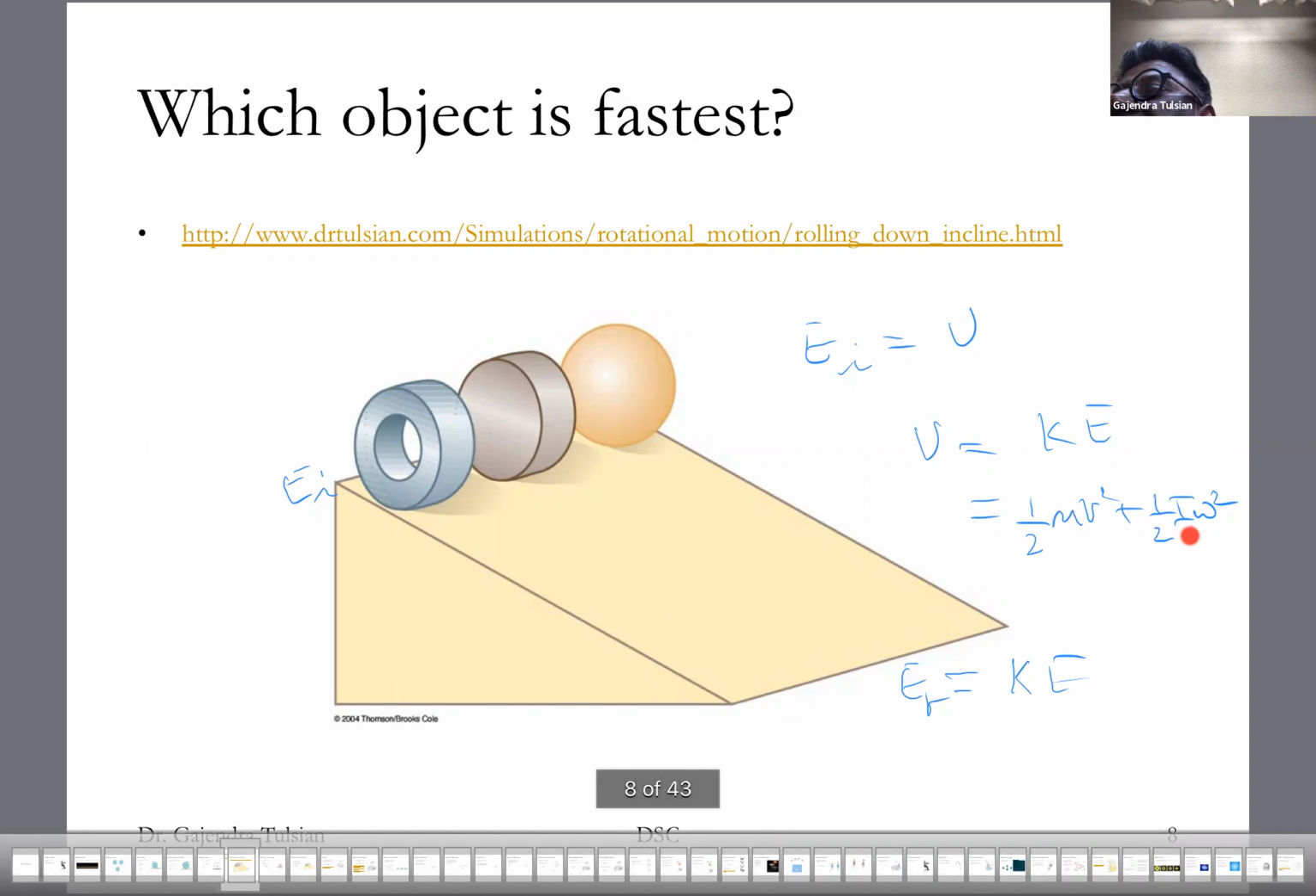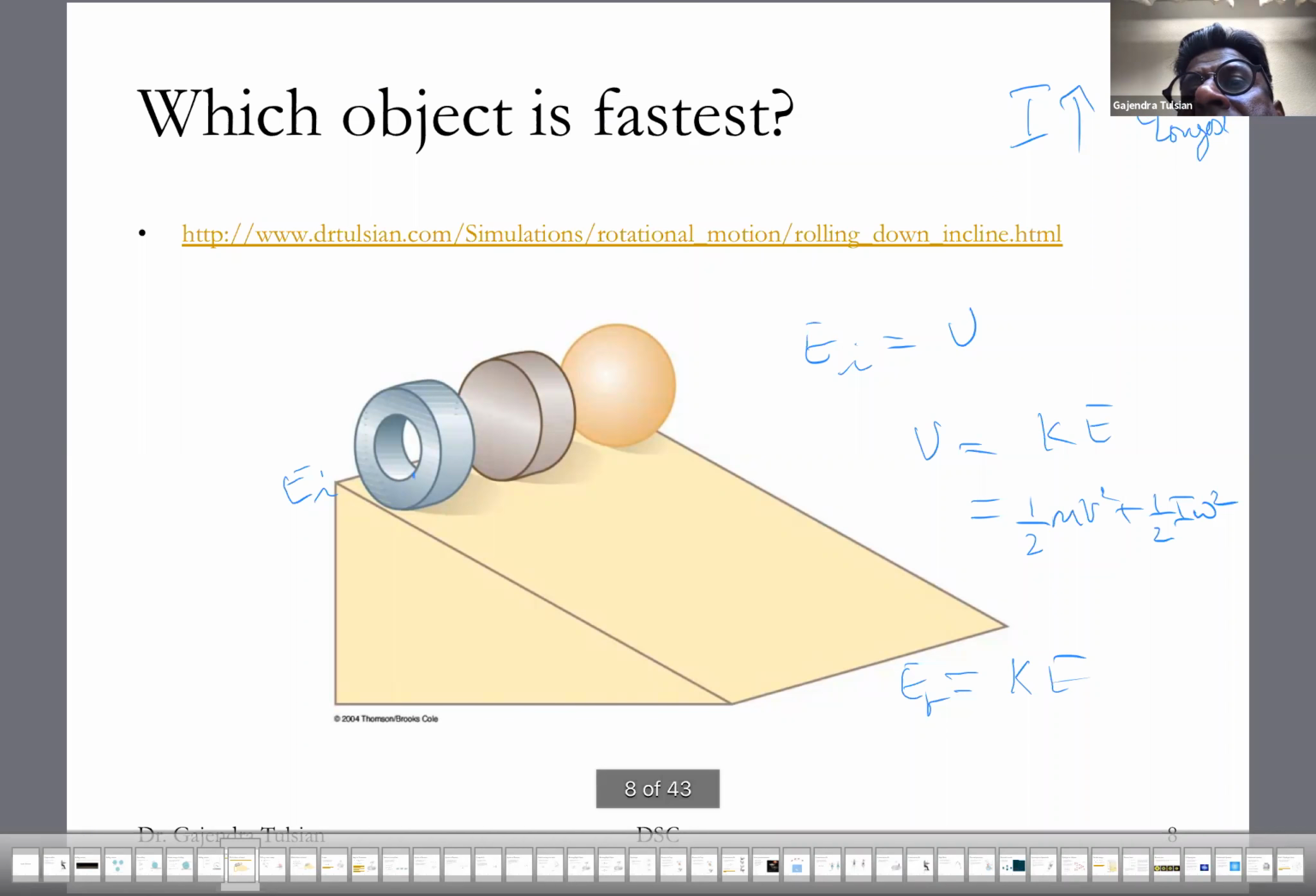Depending on the moment of inertia, the larger the moment of inertia, the greater the rotational energy. The greater the rotational energy, the less translational kinetic energy the object will have. And the less the translational kinetic energy, the longer it takes to come down, because its center of mass velocity is lower. So the highest moment of inertia will take the longest. And you guys can look up the moments of inertia.